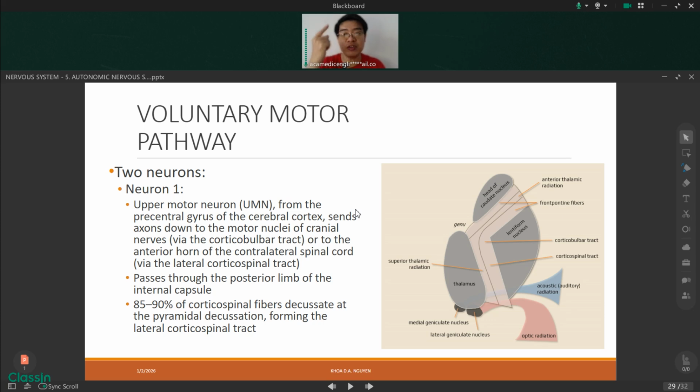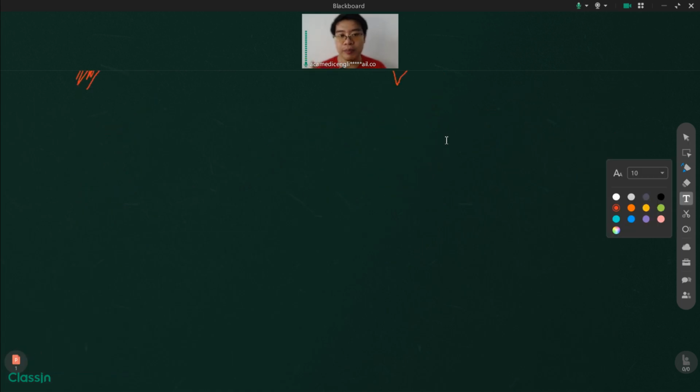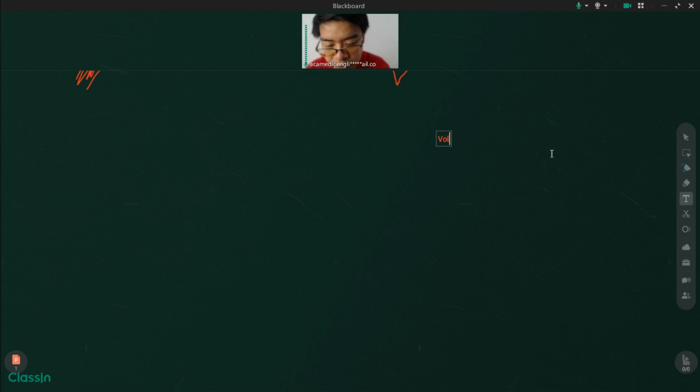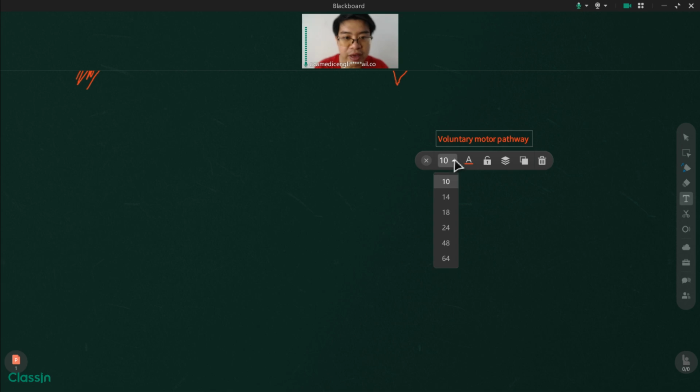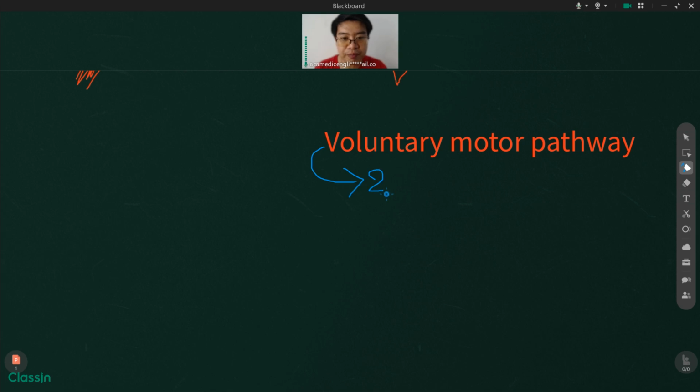And how does it control your actions? Let me tell you. The voluntary motor pathway will contain two neurons only. Very much unlike the sensory pathways, the motor pathway will contain just two neurons. So you've got the voluntary motor pathway, and this pathway will have two neurons.